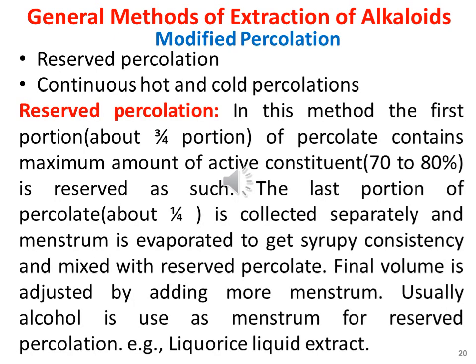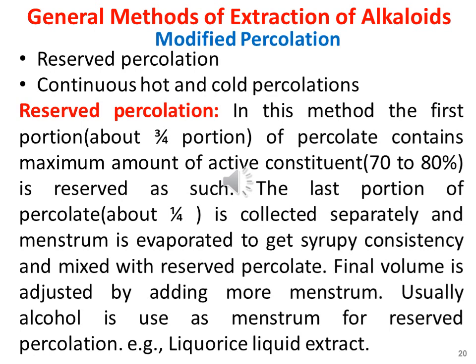Nowadays, modified percolation methods are used, which include the reserve percolation method, continuous hot percolation method and cold percolation method. In the reserve percolation method, the first portion, about 3/4 of the percolate, which contains the maximum amount of the active constituents, about 70 to 80% of the alkaloid, is reserved as such.